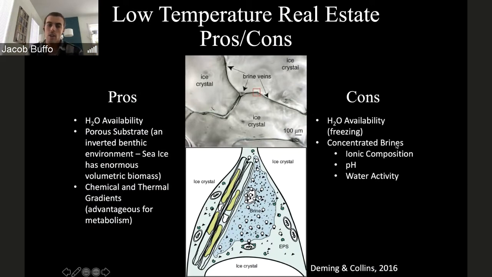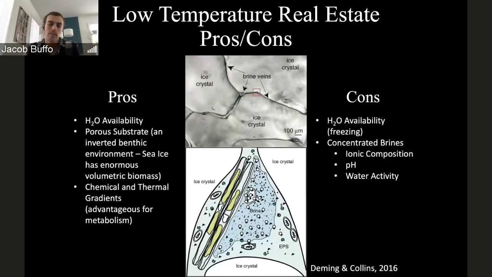The cons to this, though, are also surprisingly very similar to the pros of this side. So one of the things is water availability. Even though there's brine in these pockets and channels, in a lot of these systems, something like sea ice or the ice shell, there's still going to be this progressive freezing front. So eventually it will get cold enough that even this brine is going to solidify out.